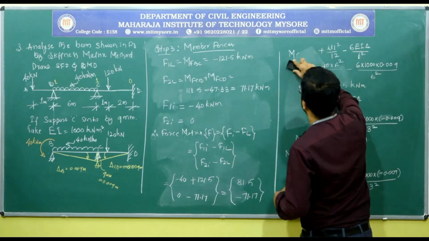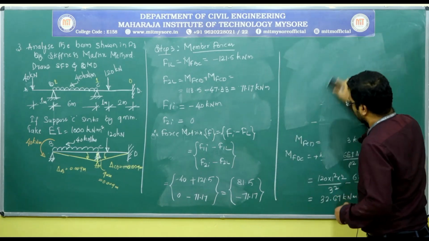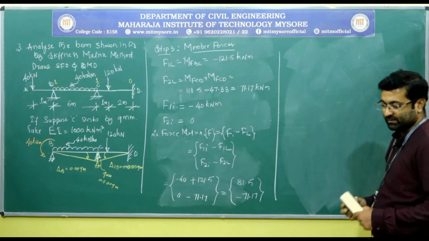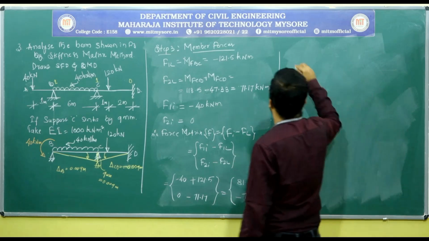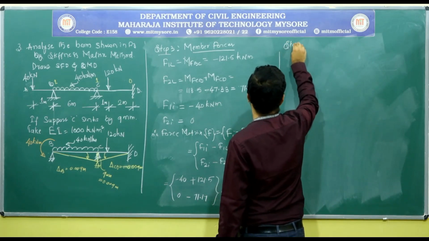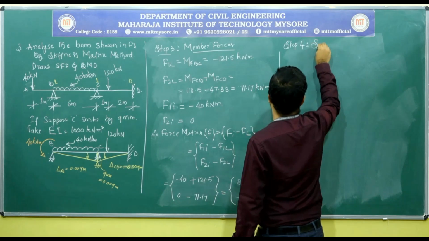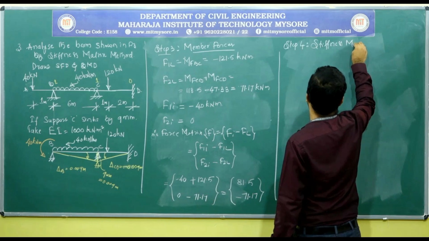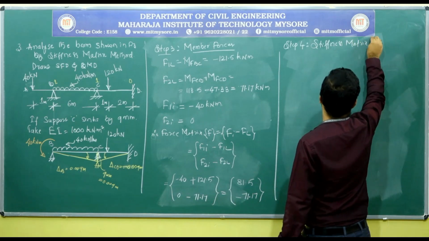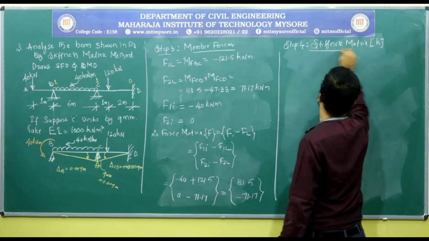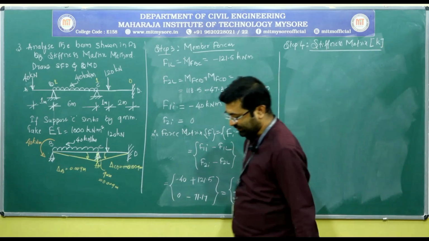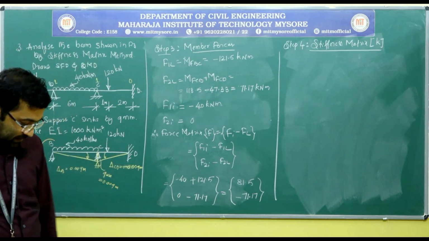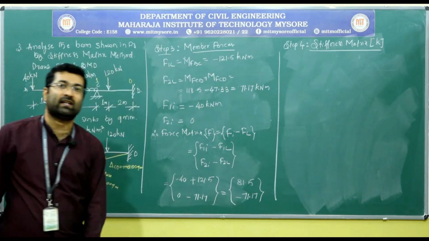Now moving on to the next, I need to work out the stiffness matrix. That is step number 4, stiffness matrix K. Right? Okay. So here to calculate the stiffness matrix, we need to consider two different cases.